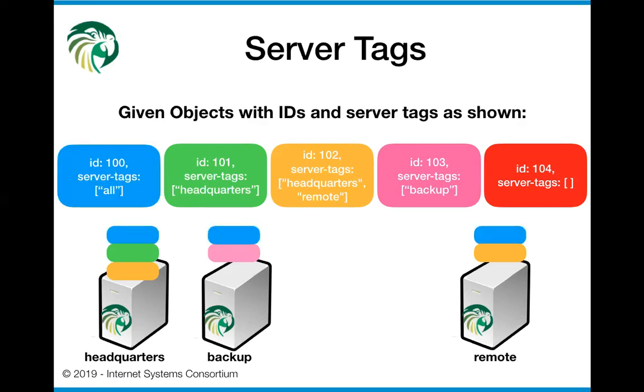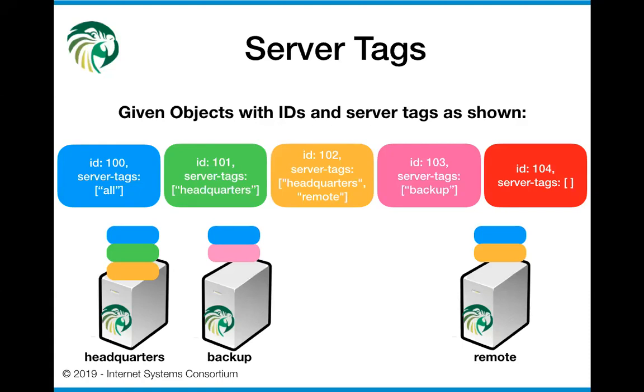And then the magical all server tag. ID 100 here has an all server tag, and so it is deployed to all of the servers. It doesn't matter what their name is. So in this case, we see that the configuration for headquarters is built from 100, 101, and 102. Backup is built from 100 and 103, and then remote is built from 100 and 102.